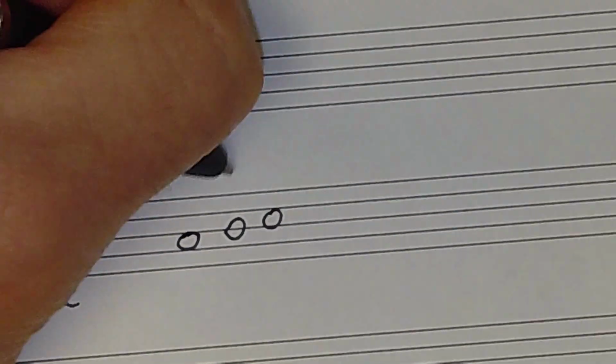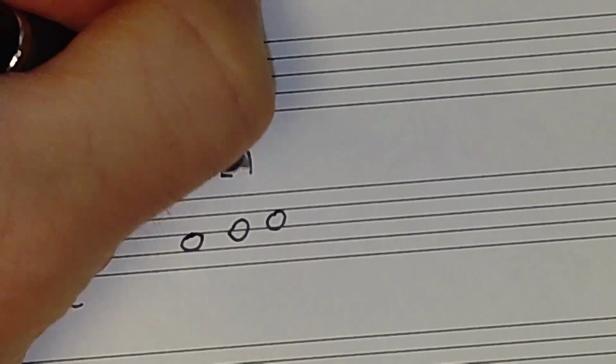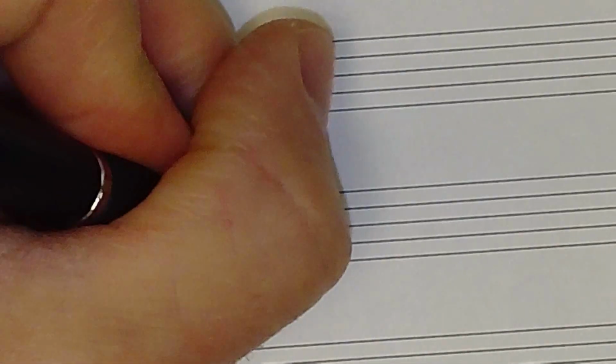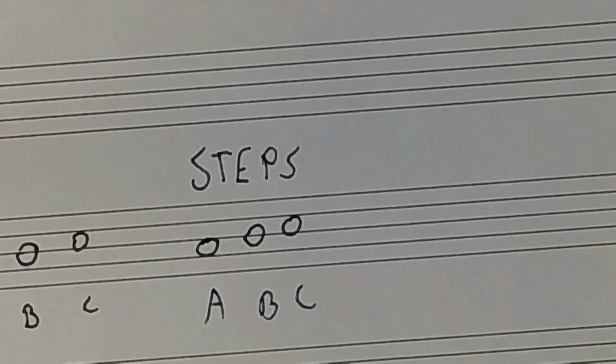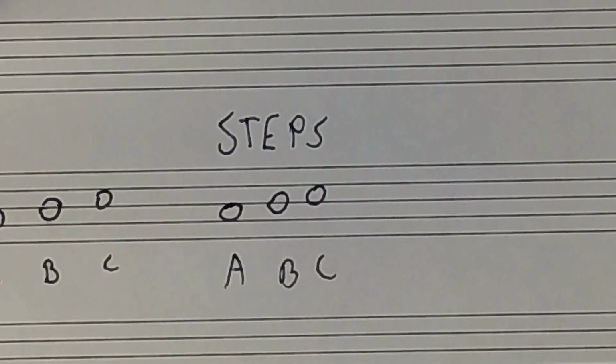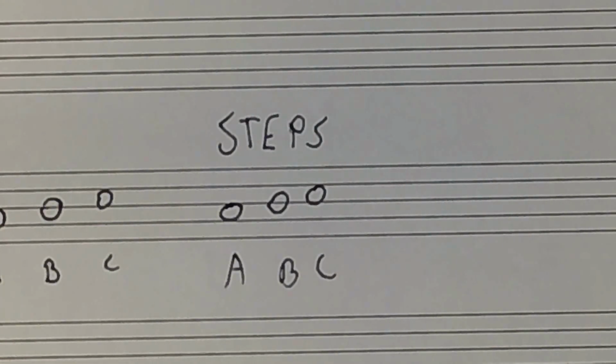So when we go from a line note to the next space note, or a space note to the next line note, these are what are called steps. And we just go to the next letter in the alphabet. We just go forward in the alphabet. A, B, C. Now, knowing this, that we just go to the next letter, we just need a few anchor notes. That's all.